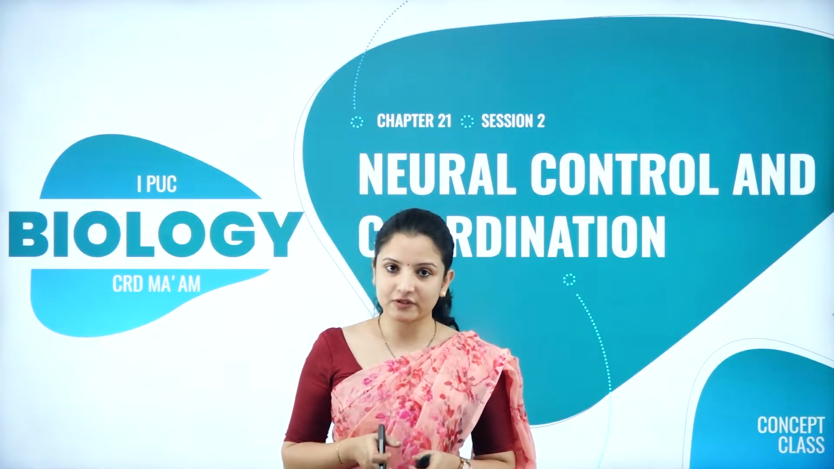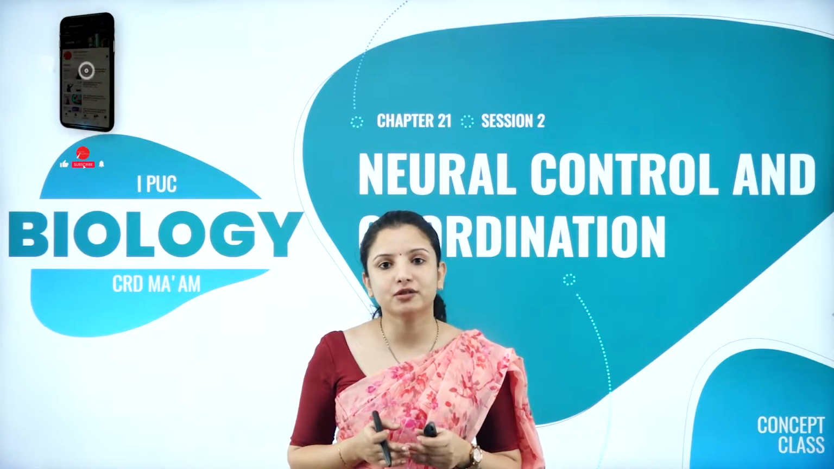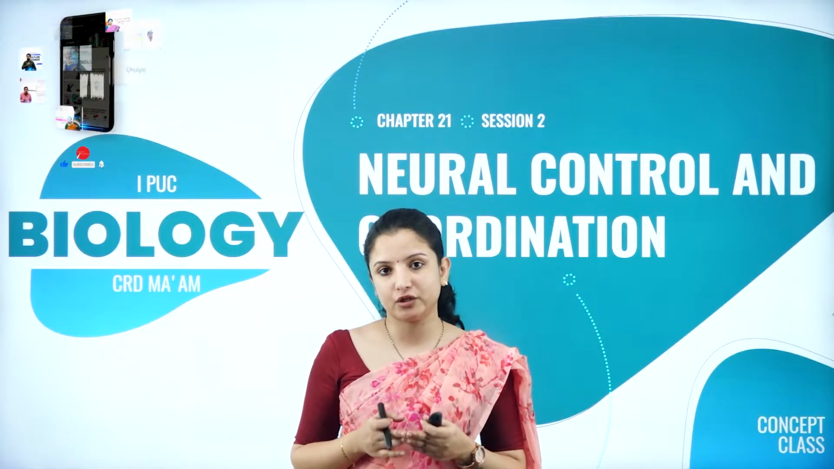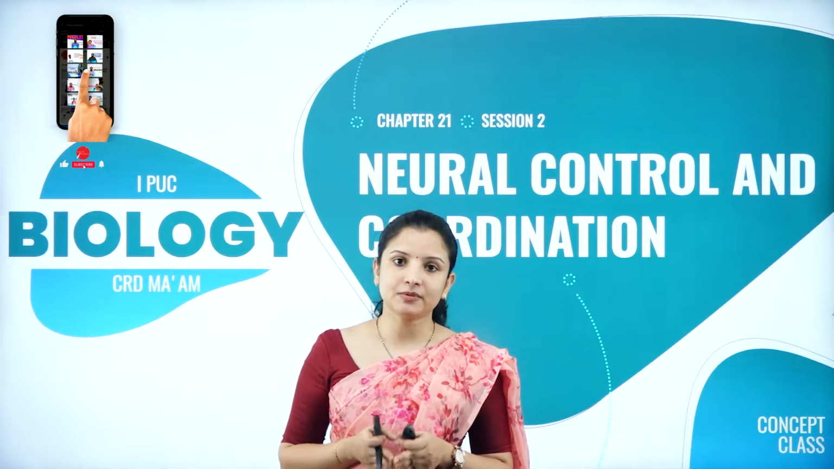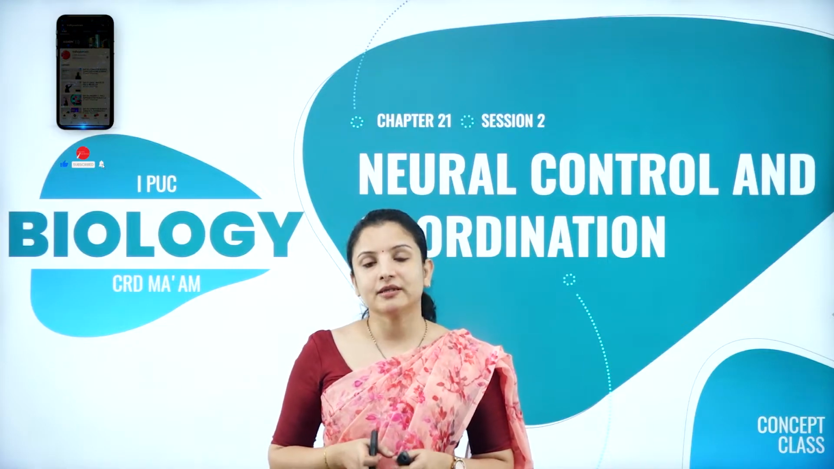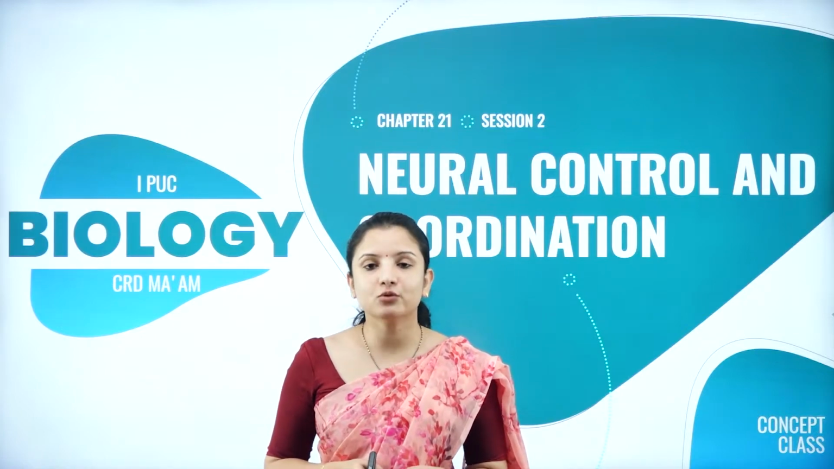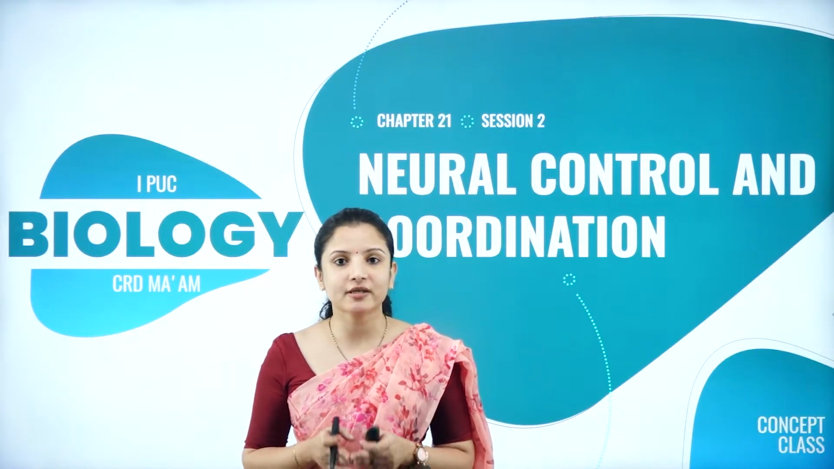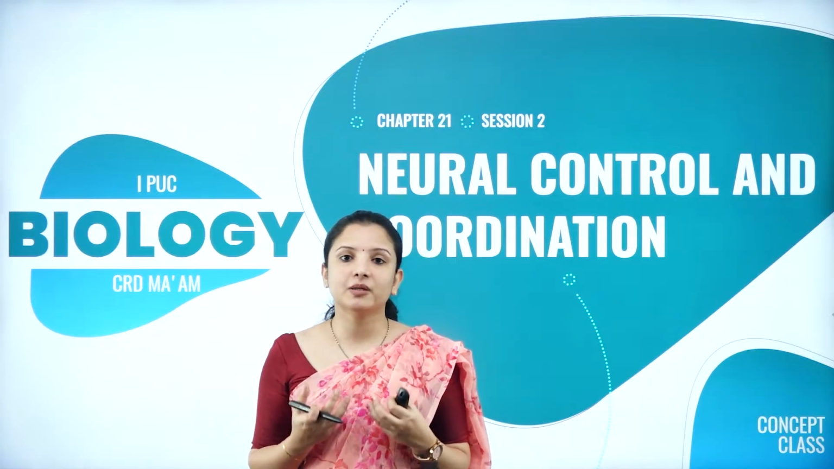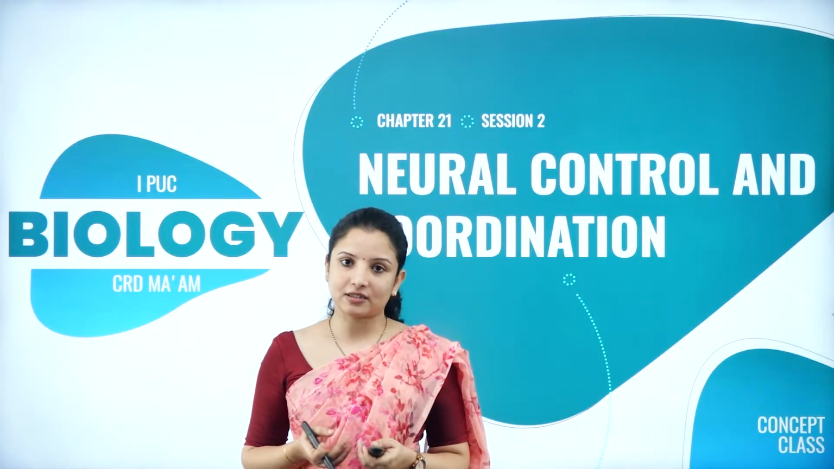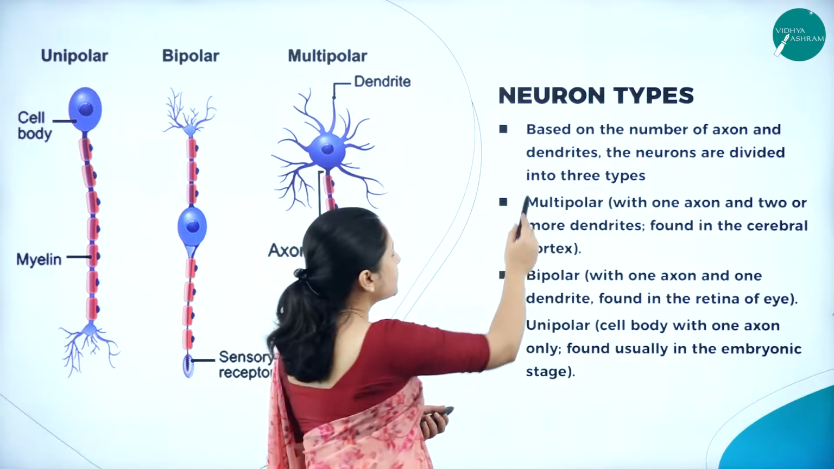So in the previous session of this chapter, we had discussed about the nerve cell, that is the neuron, and the different parts of the neuron, and we also learnt about the different nervous system that is present in the humans, that is the central nervous system and the peripheral nervous system. In today's session, we shall discuss about the generation and conduction of the nerve impulses, that is how exactly the nerve impulses or messages are conducted. So to begin with, let us first start with studying the types of neurons.